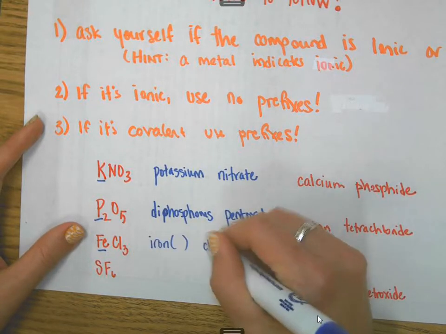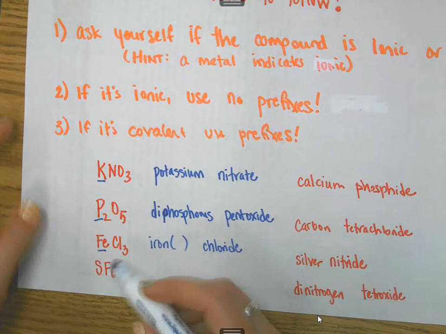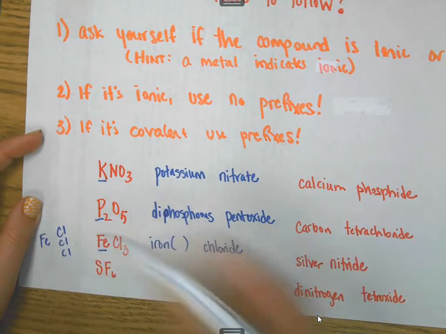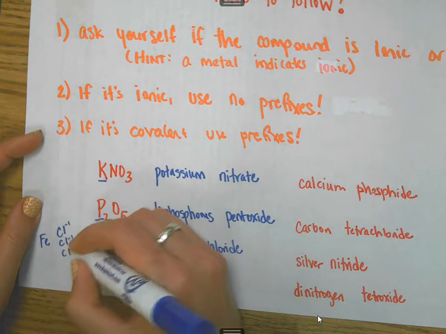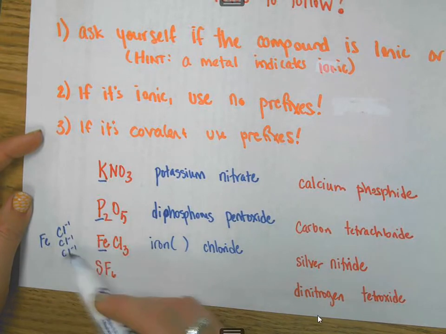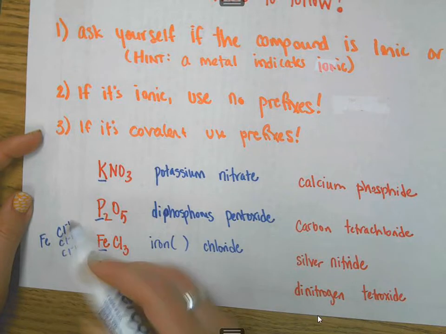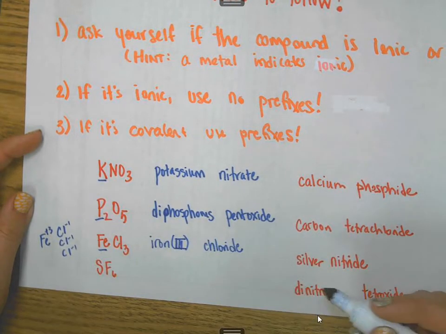Cl is chlorine. We change that to chloride. Remember, I've suggested that you draw it out. I know that there's 3 chlorines and 1 iron. I do know the charge of a chlorine. It's -1. If there's 1 iron that can make this add up to equal 0, then it has to be an iron with a +3 charge, so it's iron 3 chloride.